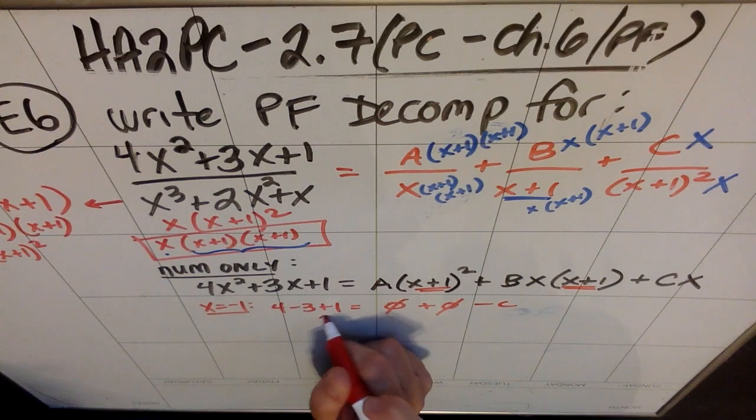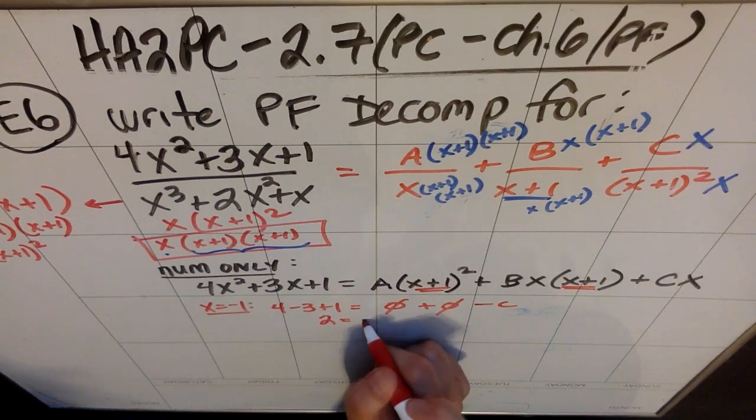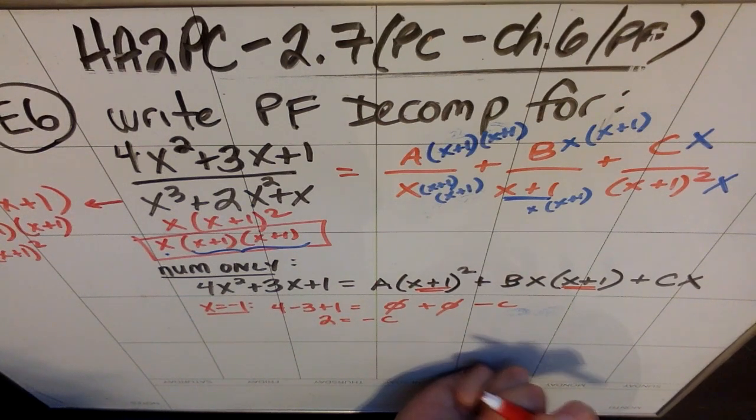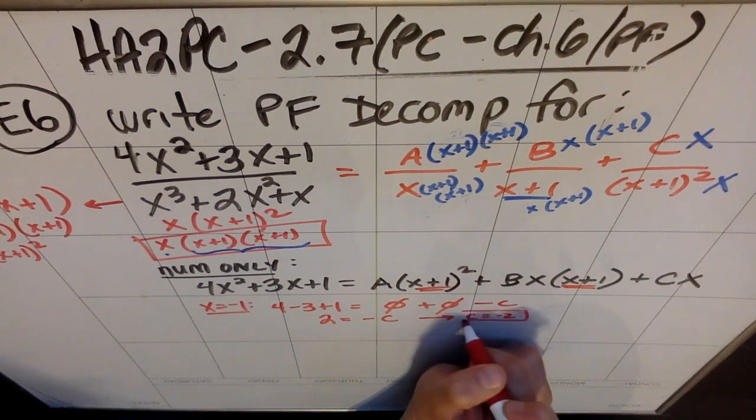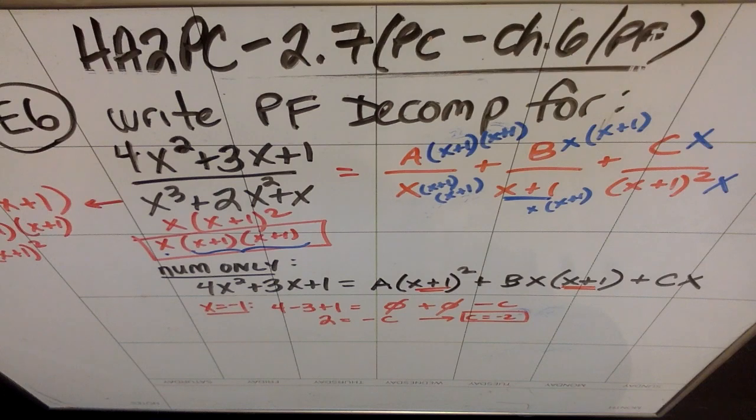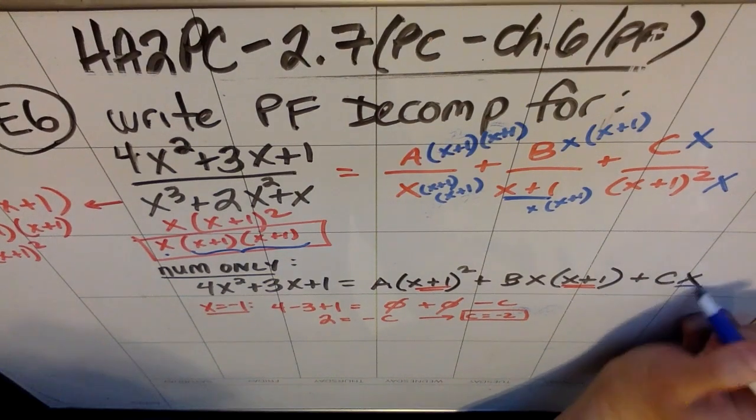So it seems to me that I get 2 equals -c, right? Which means that my c is -2, right? And that wasn't too hard to find, right? I'm then going to do the same approach, but I'm going to use x is 0 to knock out both of these chunks.